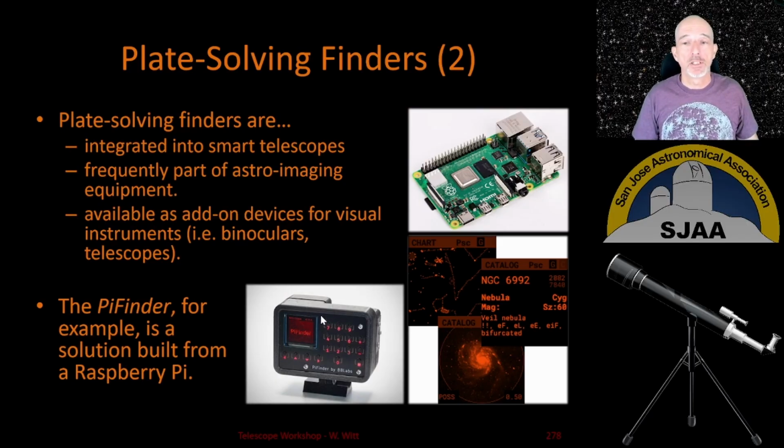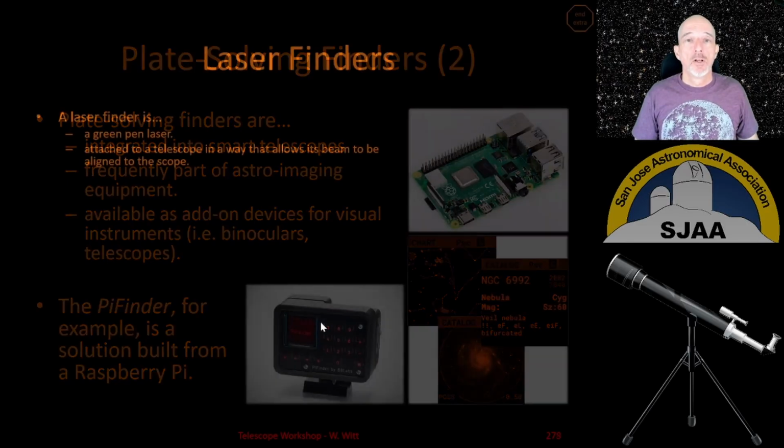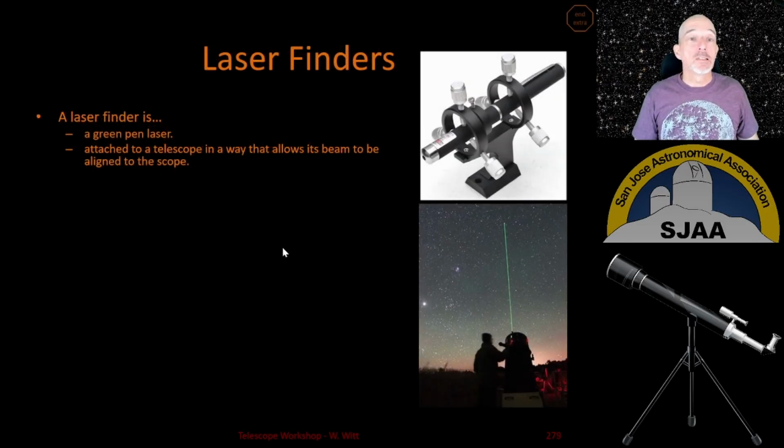So these can be quite interesting. One more finder I want to quickly mention is a laser finder. A laser finder is a green pen laser, and here is that pen laser. You can attach it to a telescope in a way that allows its beam to be aligned to the scope, because like we said earlier, all finders have to be aligned to the telescope's axis.